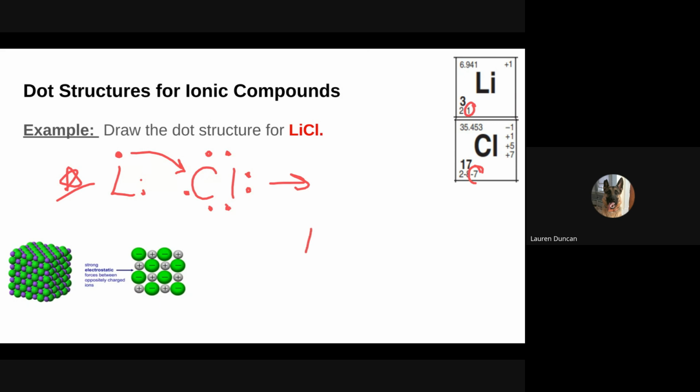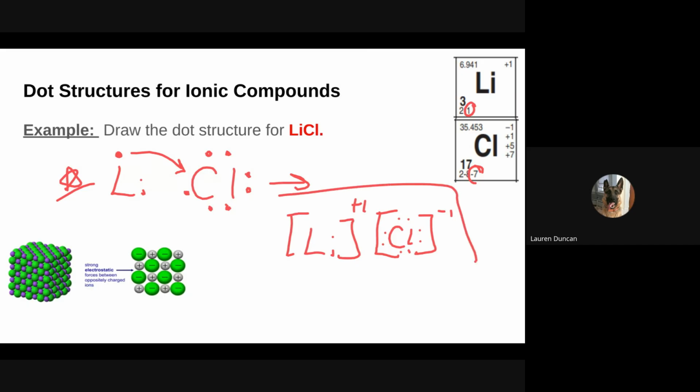Lithium has now no valence electrons. It gave it to chlorine. So now it has no dots, brackets, because it's an ion. It lost an electron, and it lost 1 electron, so we would give it a +1 charge. Chlorine took on that electron. It's now an ion. It had 7 valence. Now it has 8, so 8 dots. It gained 1 more valence electron, so -1. So this is the correct dot structure for lithium chloride.